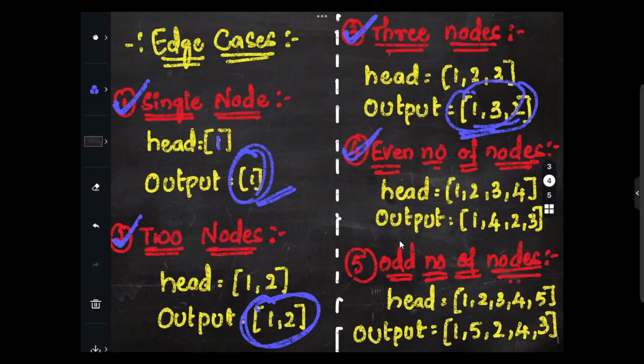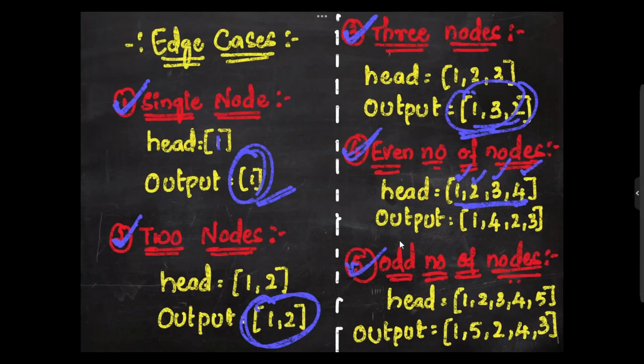Let's move on with the fourth edge case, even number of nodes. We have an even number of nodes here, 1 2 3 4, 4 nodes. So first element, last element, 1 4 2 3, right? 1 4 2 3, this is fine. Let's move on with the final edge case, the fifth edge case, odd number of nodes, meaning 5 elements here, 1 2 3 4 5. In this case 1 5 2 4 then 3, right?